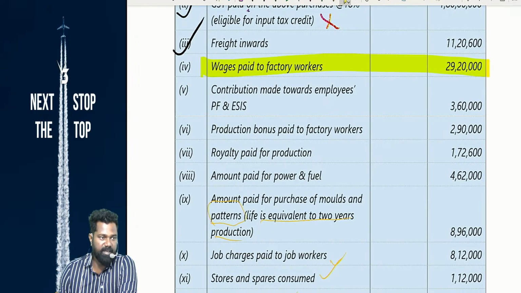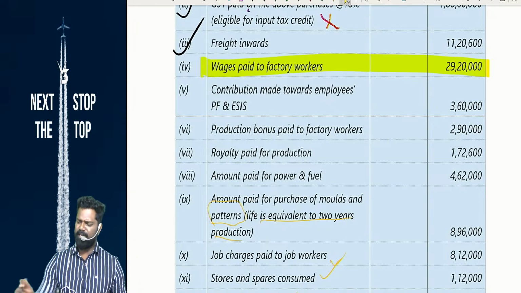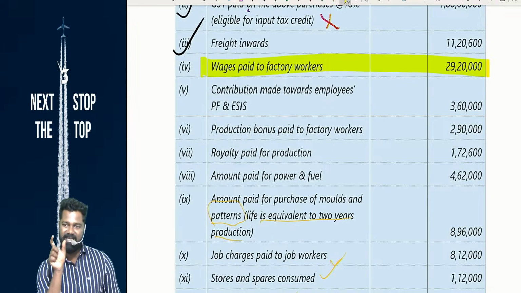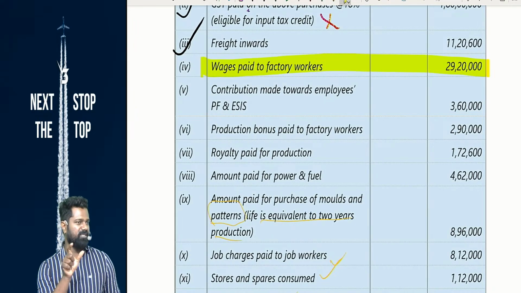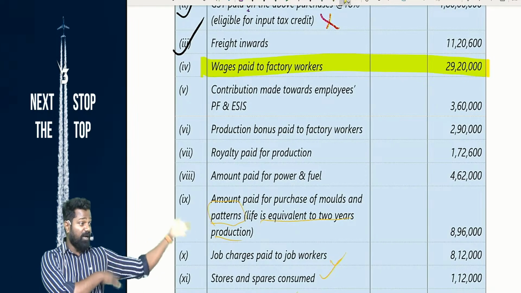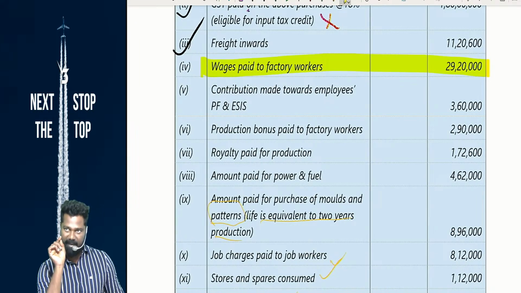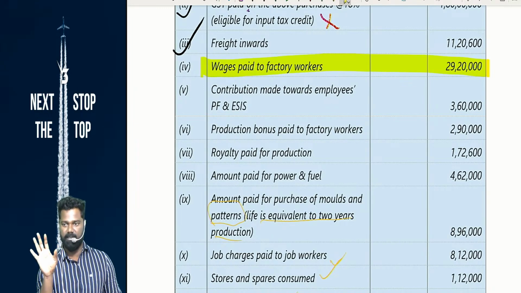Contribution made towards employees' PF and ESI is also part of wages, right? Why? ESI is generally paid for labor. See, there is no stringent rule that it should be considered here only. If you feel it may come under admin or under this, then put a note saying according to why, because many items give only small information. With that bit of information it is very difficult to justify which category it falls under. So you have full freedom to put an assumption that the particular item we are treating it as this item. Are you getting my point or not?